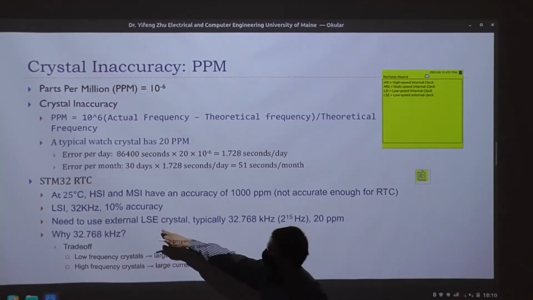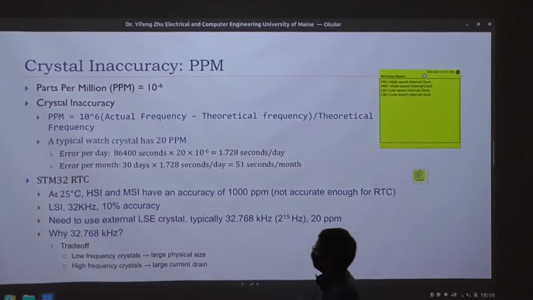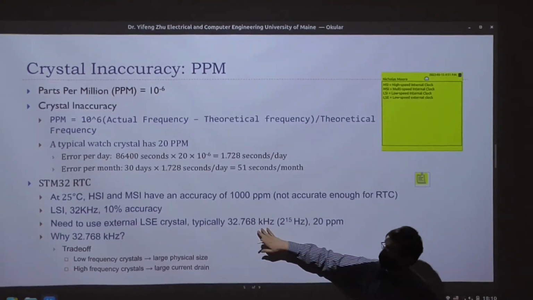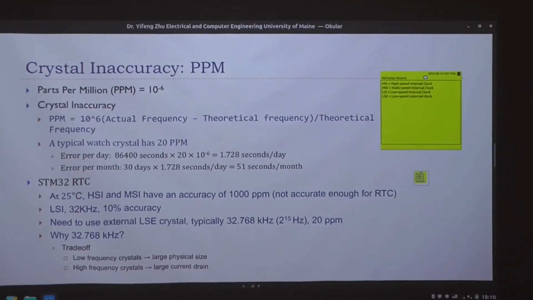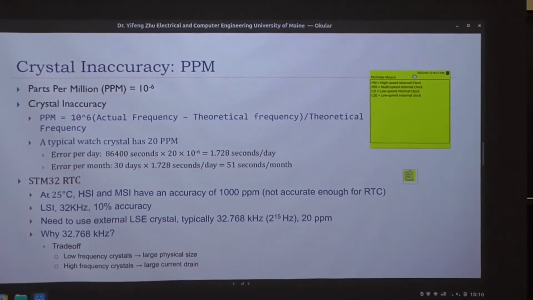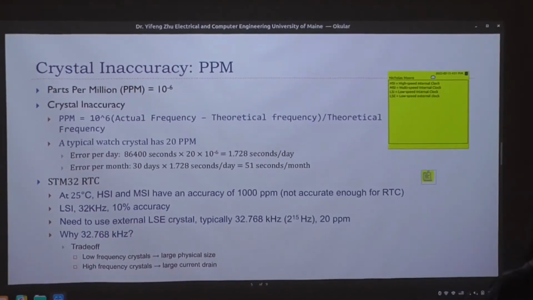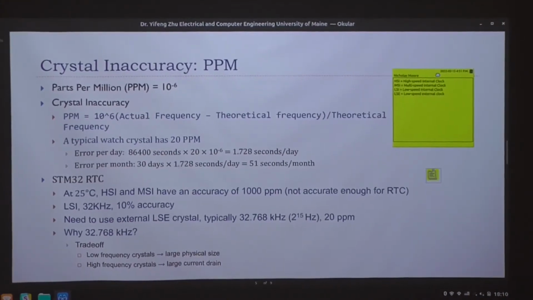LSE, the low-speed external crystal, first of all, it has a frequency of 32 kilohertz, which is quite slow compared to many of the clock speeds for CPUs these days, but it has a very high accuracy. It doesn't drift very much, which is very important for the real-time clock application.